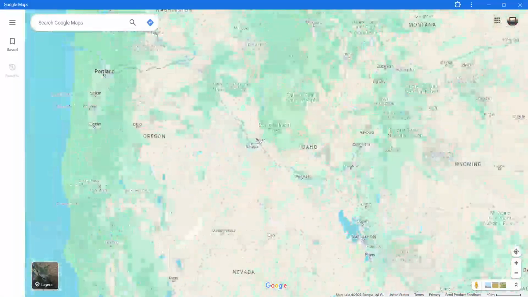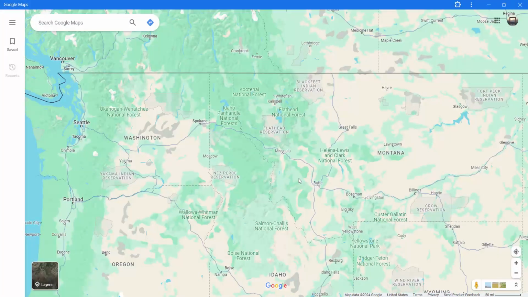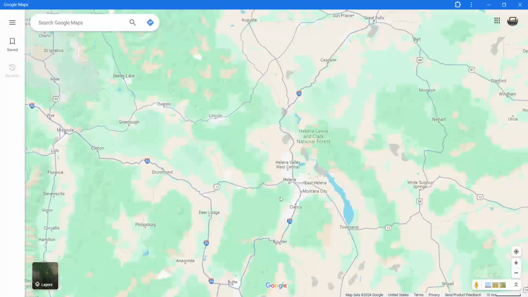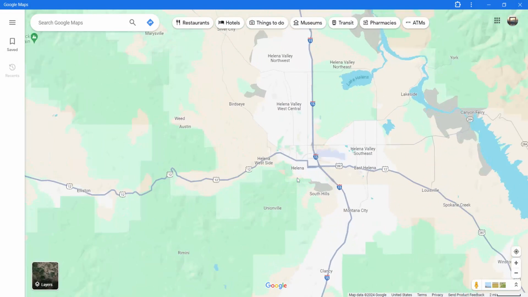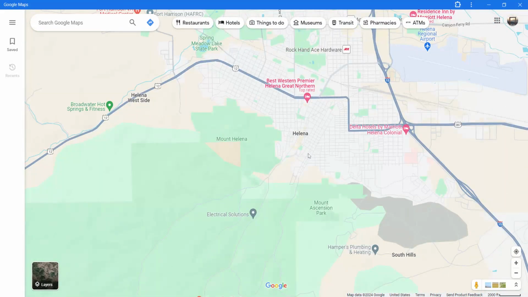North of Boise, the state of Montana, and its capital, Helena. Helena, Montana.